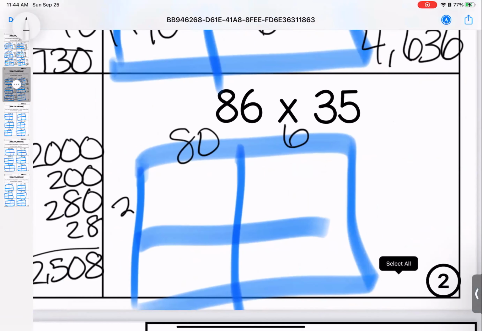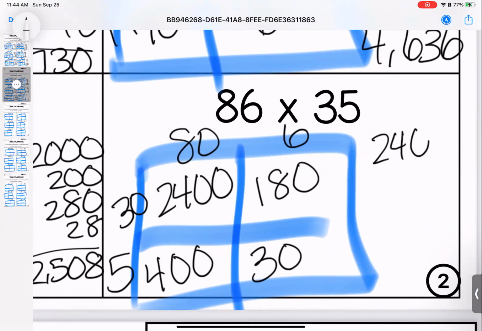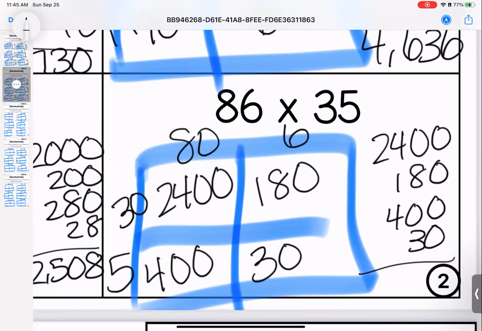Last one for page number 2. Break it apart. Use expanded form. 8 times 3 is 24, 2 zeros. 3 times 6 is 18 and a 0. 5 times 8 is 40 and a 0. 5 times 6 is 30. And we stack them. We add them very carefully. And we get a 0 and 11 and a 0 and a 3. 3,010. That's the end of page number 2.